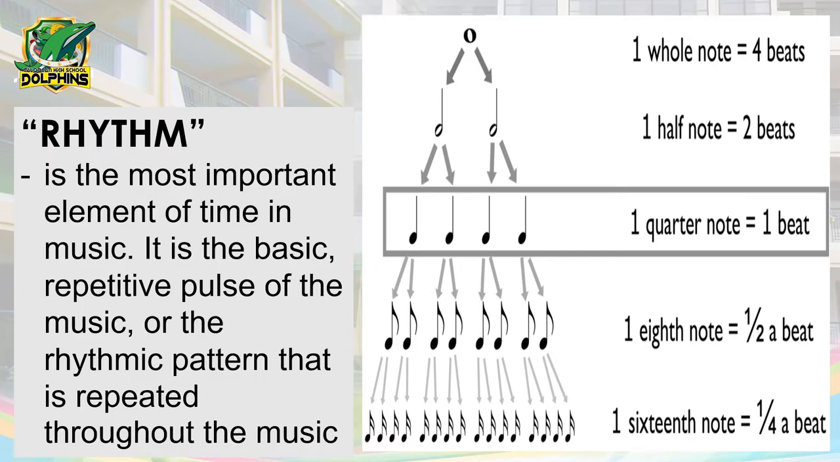Rhythm is the most important element of time in music. It is the basic repetitive falls of the music, or the rhythmic pattern that is repeated throughout the music. It is the music component that makes us move, or even just stop the foot when we listen to a song. In order to read, identify, and transcribe rhythms, you need to become familiar with rhythm notations and rhythm patterns. This mainly involves indicating when a note happens, how long it lasts, and what the common rhythm is.